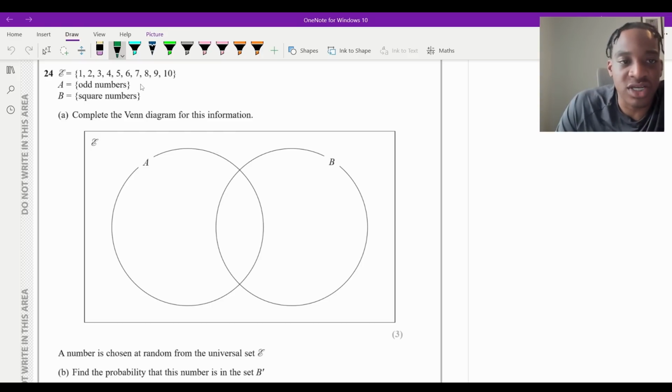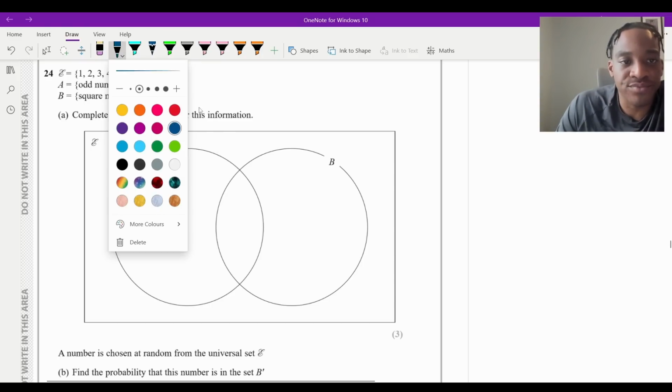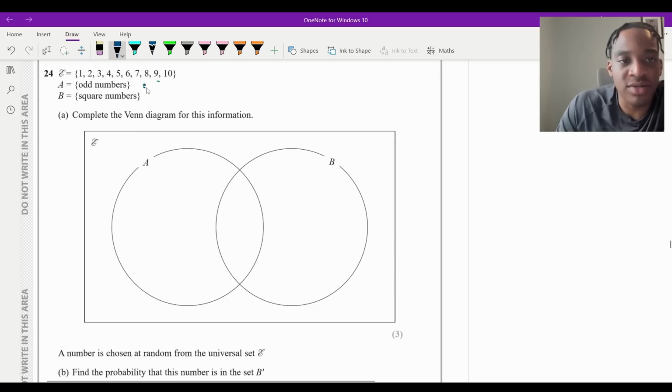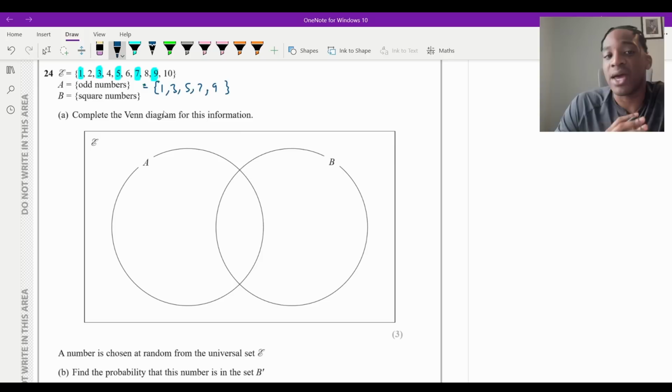So firstly, I've got the set A, which are odd numbers. So the actual numbers that will go in this set are going to be the odd numbers from the universal set, which we can see here is going to be a 1, a 3, a 5, a 7, and a 9. So I'd put 1, 3, 5, 7, and a 9 here and put commas between them. Okay, that is fine. Now set B, sorry, are the square numbers.